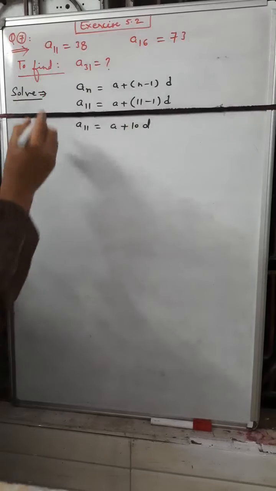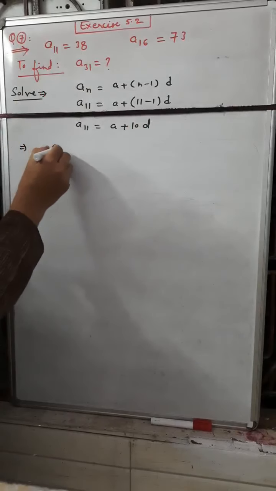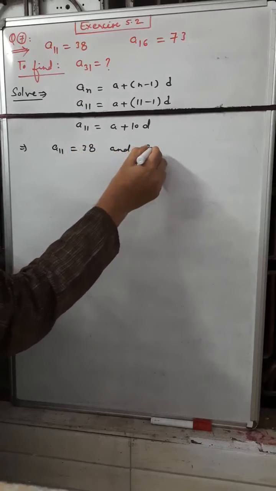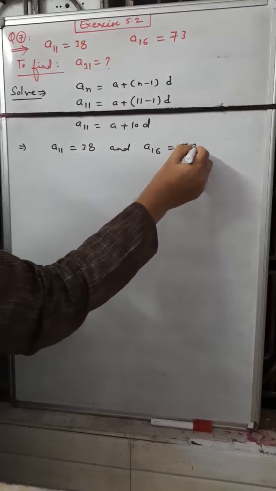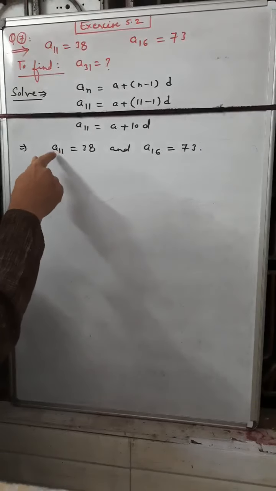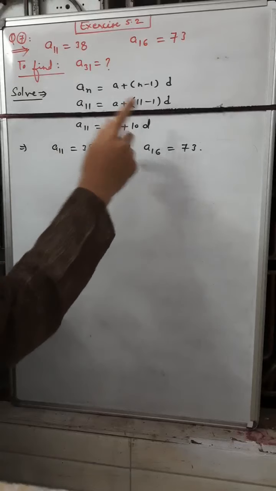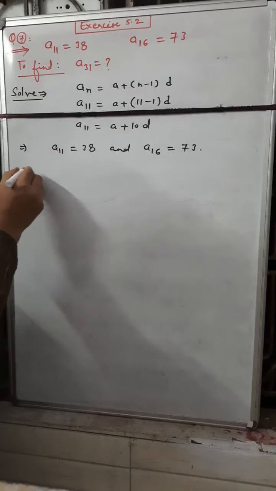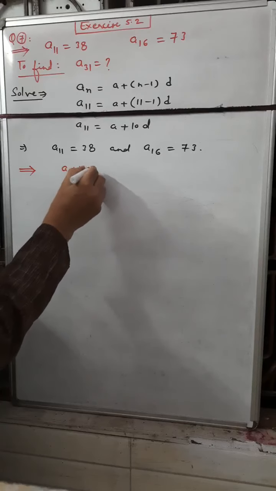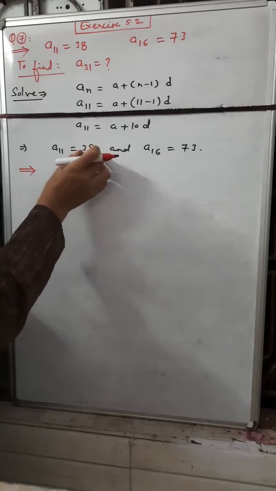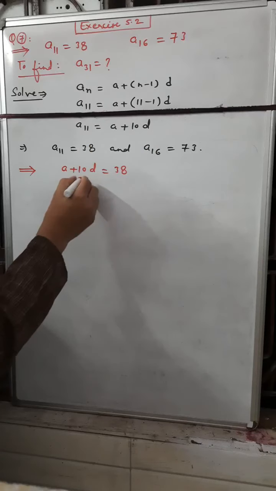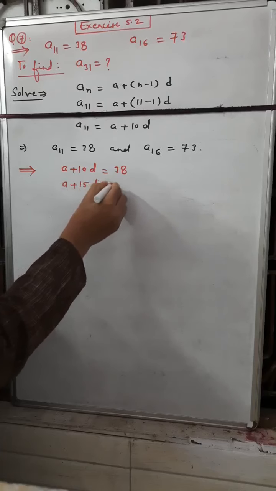So we can understand it is given that A11 is equal to 38 and A16 is given as 73. That means we can write it in the form of the first term and common difference d. So how to write A11? A11 can be written as a plus 10d, and it is given as 38. And A16, that means a plus 15d, is given as 73.